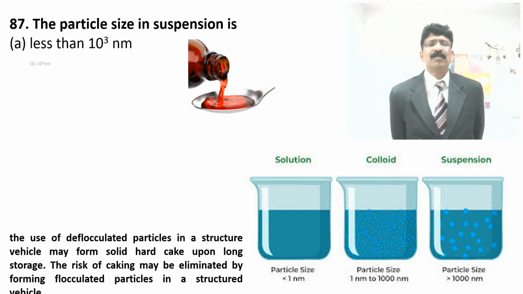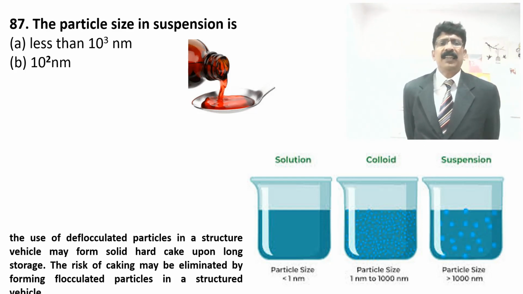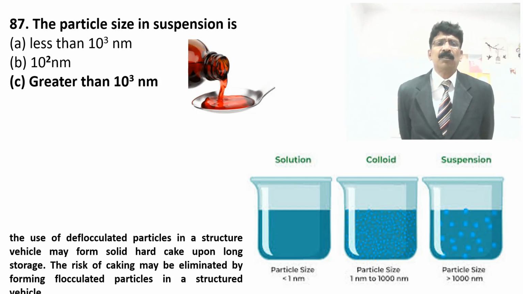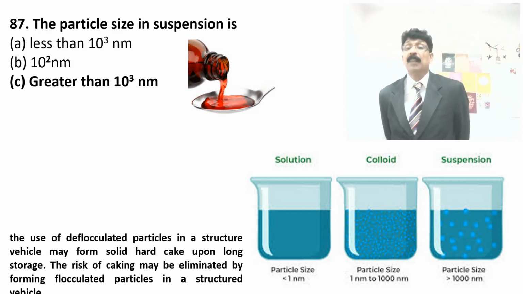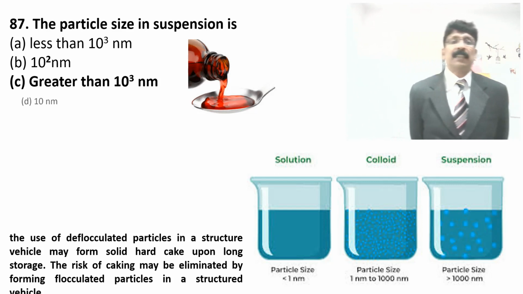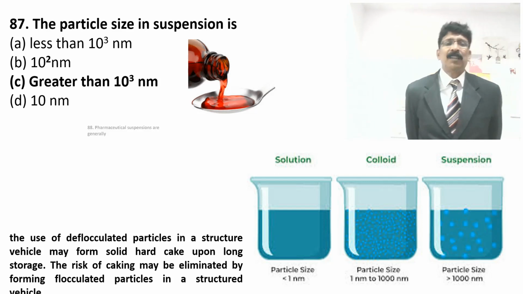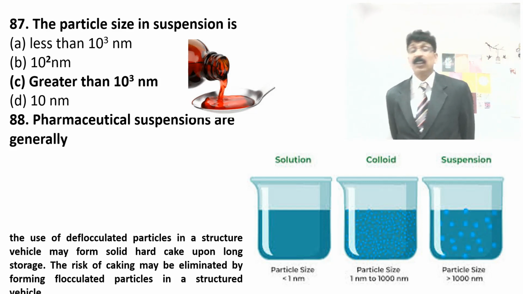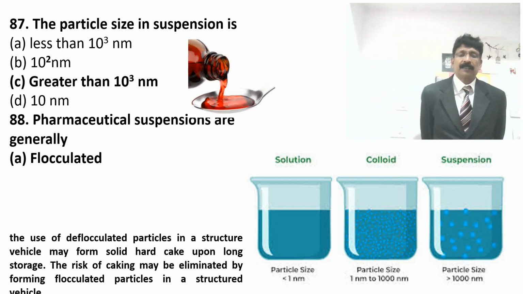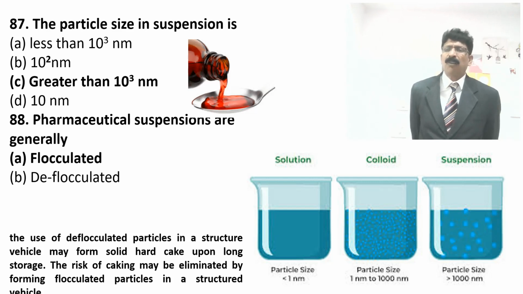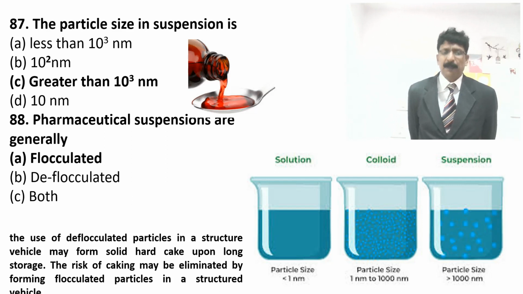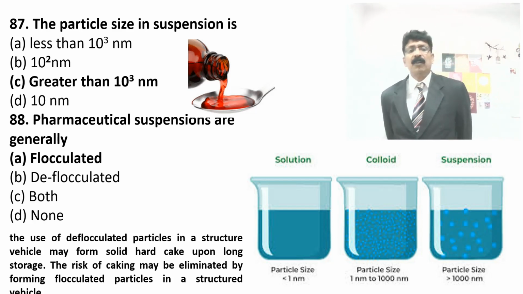So you can see, is the particle size of the suspension less than 1000 nanometer? No. Is it 100 nanometer? No. Greater than 1000 nanometer is the correct suspension particle size in the picture. 10 nanometer is also wrong. Pharmaceutical suspensions are generally flocculated. Deflocculated is also there, but flocculated ones you shake, distribute and then dispense. So most of them are flocculated.